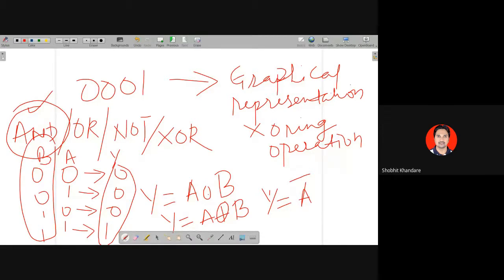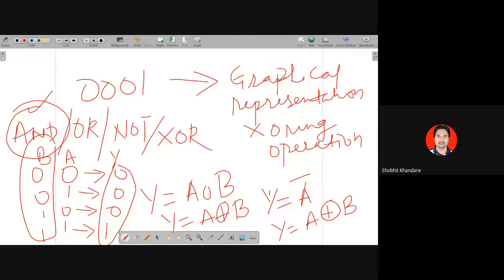Similarly, what is XOR operation? A XOR B. A XOR B means a plus inside a circle. Am I right? Yes, sir. So it is A XOR B.